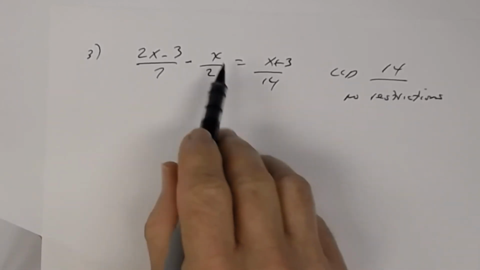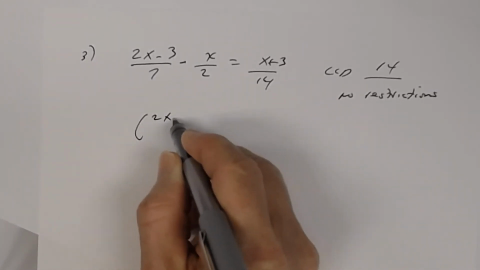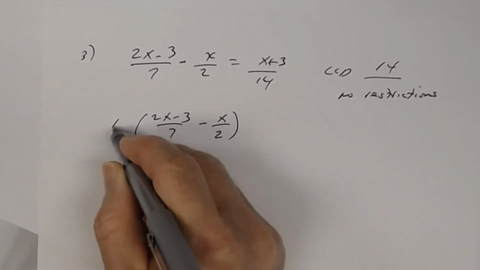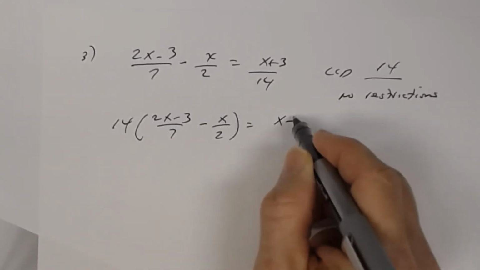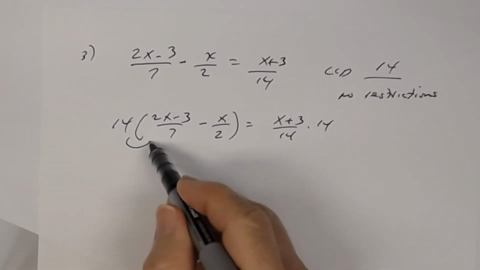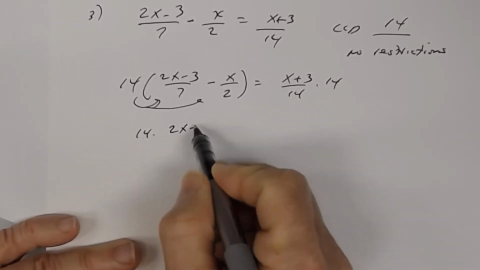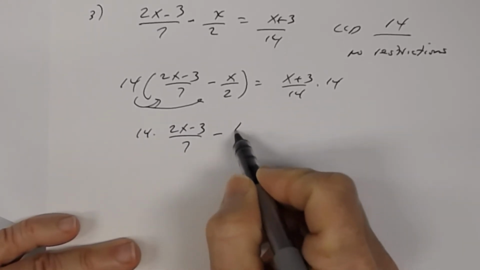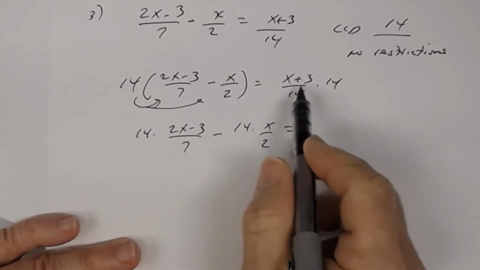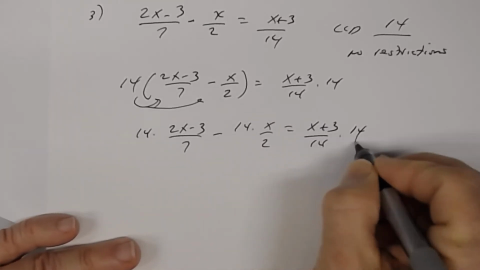Okay, so now I'm going to multiply both sides by the least common denominator. So I'm going to put this in parentheses. So I get 2x minus 3 divided by 7 minus x divided by 2 times 14 equals x plus 3 divided by 14 times 14. Okay, now I'm going to go ahead and distribute. So I get 14 times 2x minus 3 divided by 7 minus 14 times the other rational expression, x divided by 2. And I'm going to go ahead and rewrite this over. X plus 3 divided by 14 times 14.